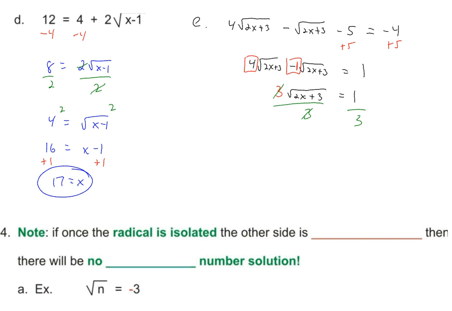Okay, so here's where we're at right now. Square root of 2x plus 3 equals 1/3. Do you agree? So, what's the next step? What's the next step? Daniel?